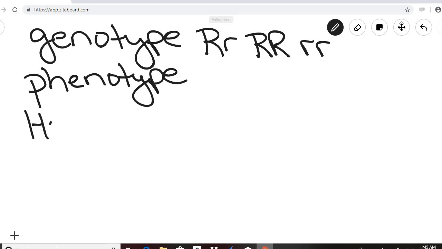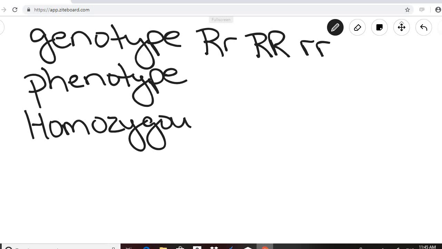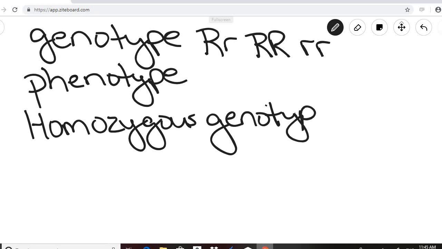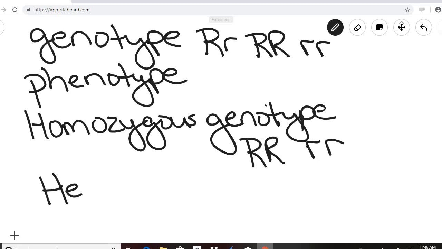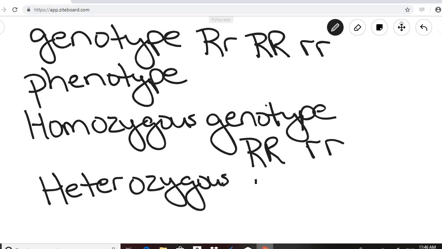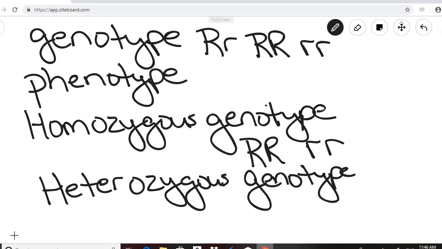We talked about homozygous genotypes. A homozygous genotype is where the two letters in the two-letter designation are the same. And then we talked about heterozygous genotypes, and that would be one in which the two letters in the genotype are different. Okay, so it would be that.